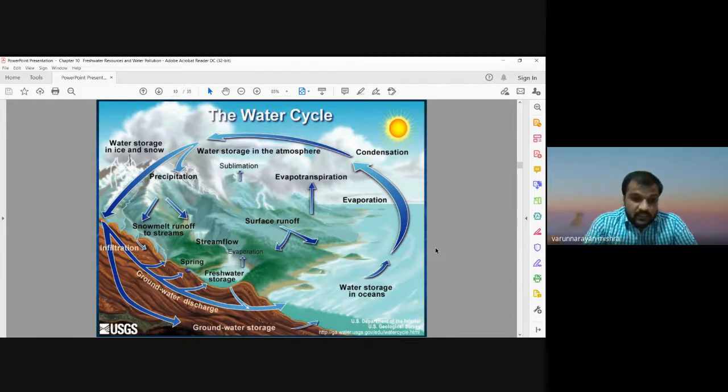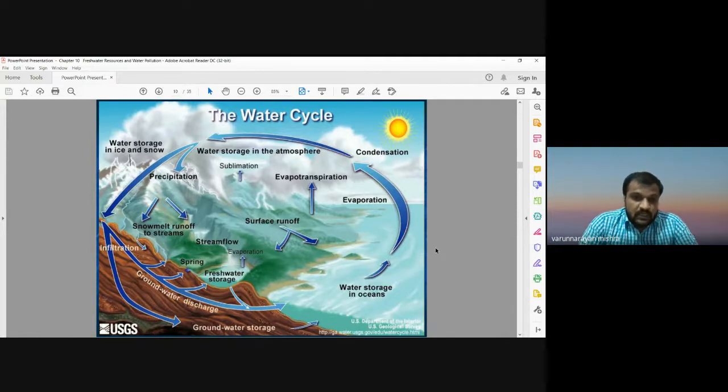Then this underground water recharge will move to the oceans, and then again there may be the evaporation process, and because of that evaporation, the water vapor moves to the atmosphere, and it will again fall in the form of rainfall, that is precipitation, on the earth's surface.